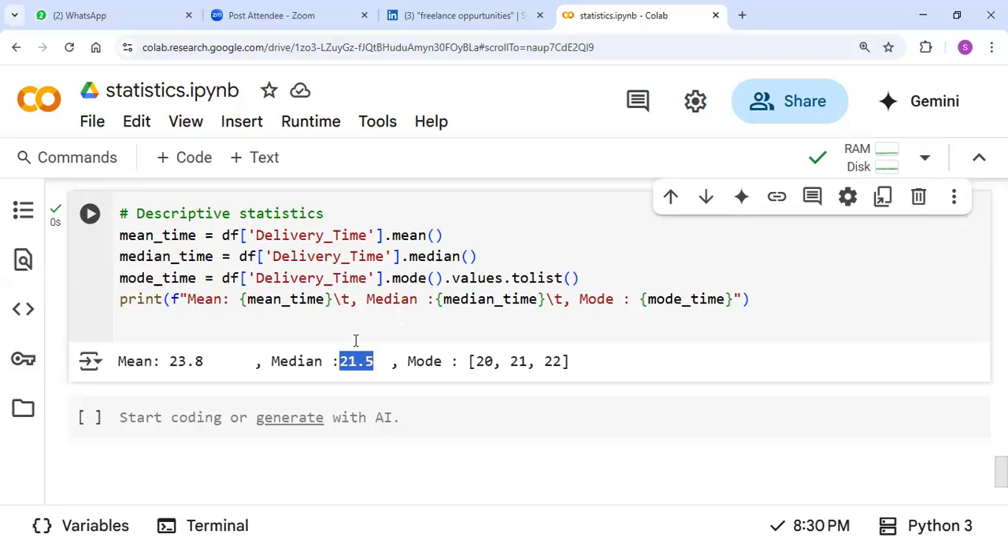So among these delivery times, the most frequent delivery times are going to be 20 minutes, 21 minutes, or 22 minutes. So the majority of the customers get their orders between 20 to 22 minutes. So this is going to be the common time slot. Right? Can you get the interpretation, guys?